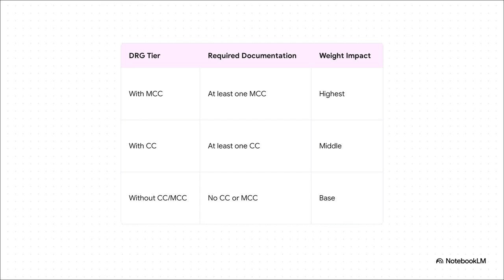The IPDRG system is kind of like a ladder. It groups diagnoses into three hierarchical tiers based on severity. At the very bottom base level, you have cases without any complications or comorbidities. That gets you the standard baseline payment. But if you add at least one documented CC, you step up to the middle payment tier. And if the clinical narrative manages to capture at least one major complication or comorbidity, an MCC, boom, you hit the highest relative weight, which means the highest payment. So your secondary diagnoses completely dictate your final reimbursement.